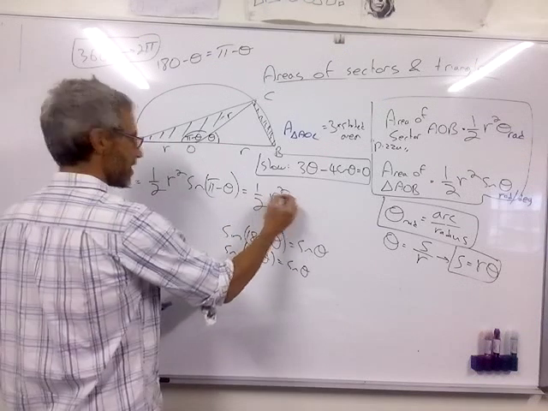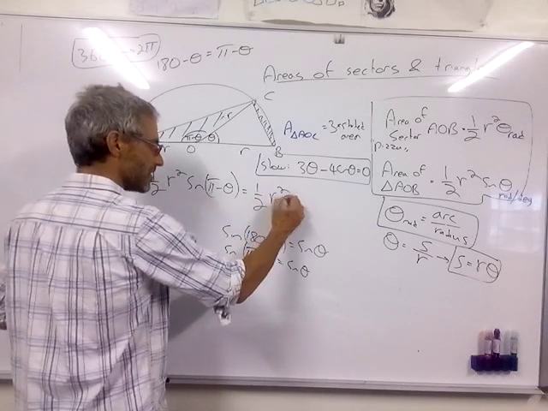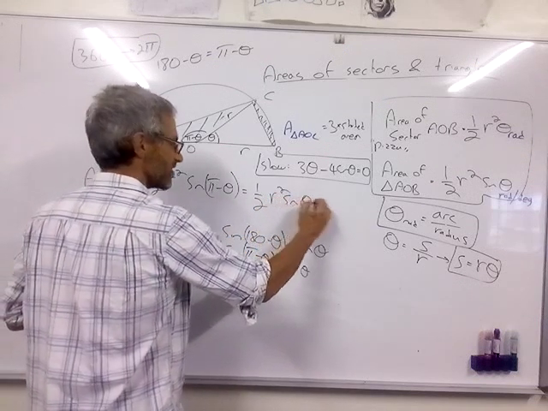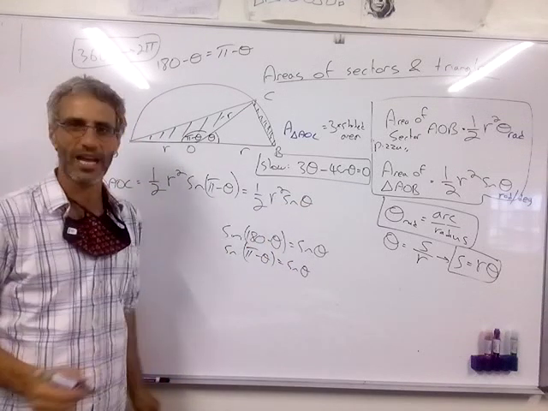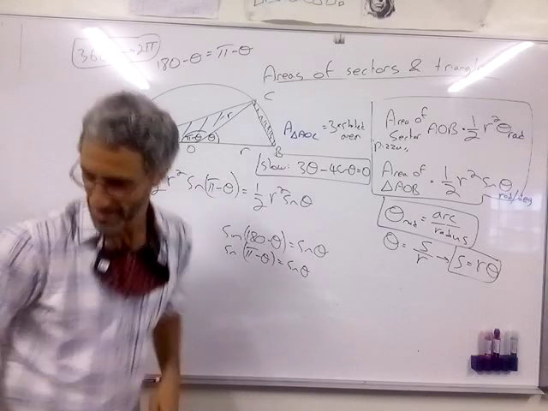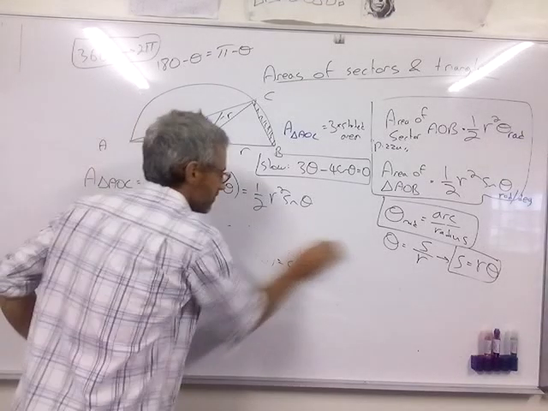So the area of the triangle ends up being half r squared sine theta. It worked out. If you just wrote theta instead of pi minus theta, you got lucky. It would be the same thing. So that's the area of the triangle.